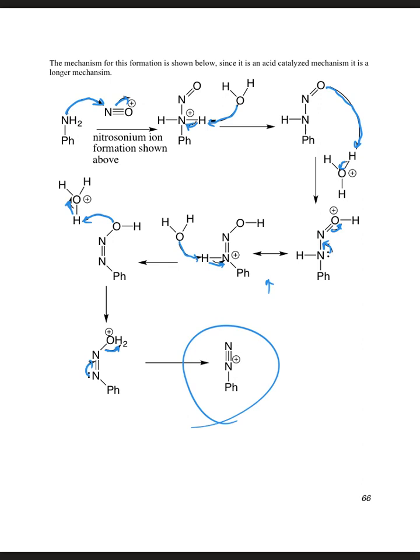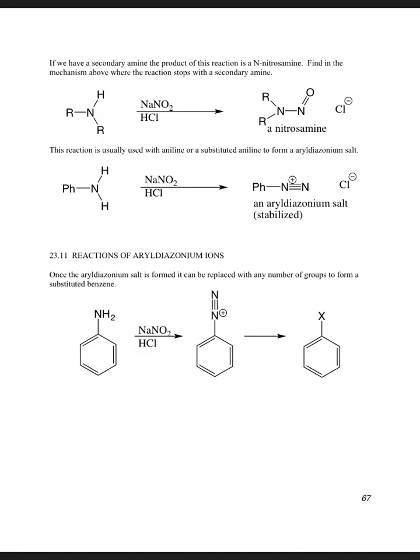And that is a very reactive species that we can do a lot of things with. So if we had a secondary amine and look back at that mechanism, it would stop at the nitrosoamine because it can't go any further. Okay, this reaction is usually only done with aniline or substituted anilines to form the aryl diazonium salts.